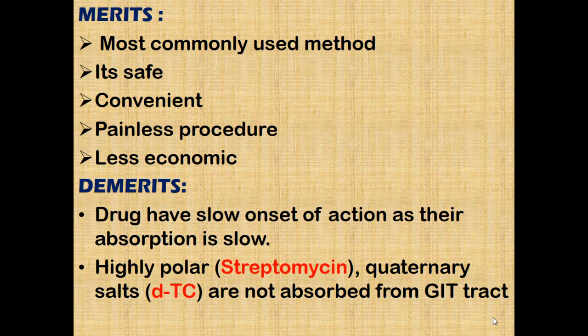Then highly polar drugs and quaternary salts. Highly polar and quaternary salts are not absorbed from the GIT. Highly polar drug example is streptomycin. Quaternary compound salts are DTC, that is d-tubocurarine. Here I have given only examples. There are some other drugs also, but simply, highly polar and quaternary salts cannot absorb from the GIT, because these have a high molecular size, or their molecular size is big. That's why it cannot absorb from the GIT. Whatever you administer, it will be excreted in the fecal matter.